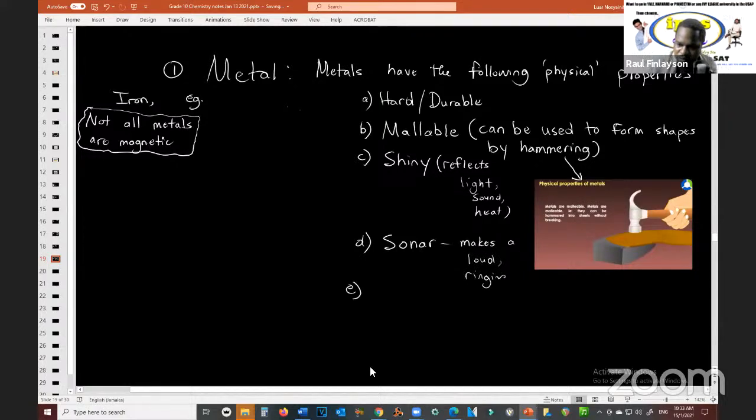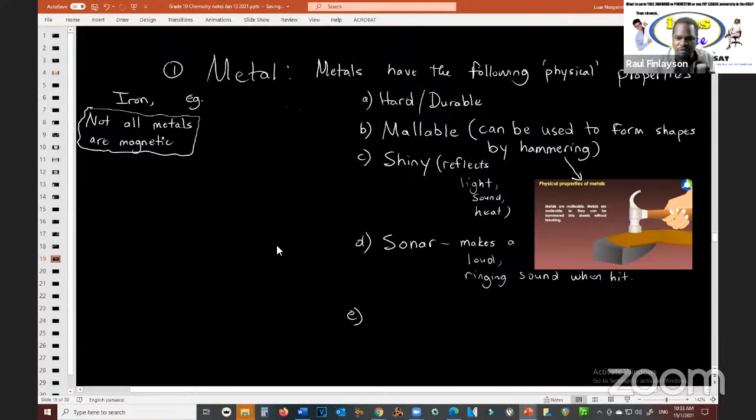Ringing sound when hit. All right, so that is what we mean by sonar. I did say seven though, but I think, let me see. Actually, I was saying that. All right, but these are important so far.